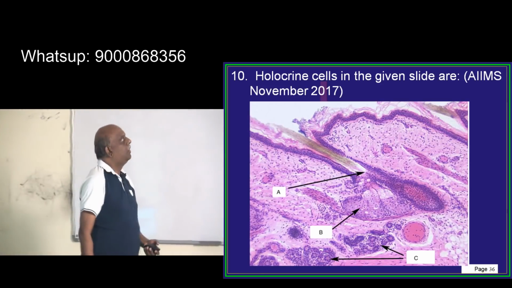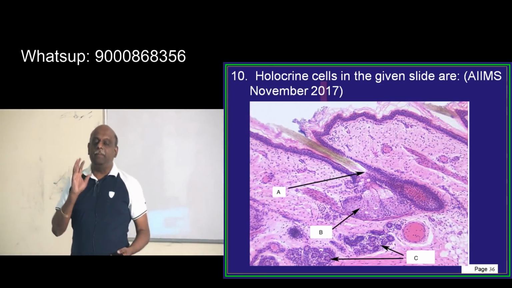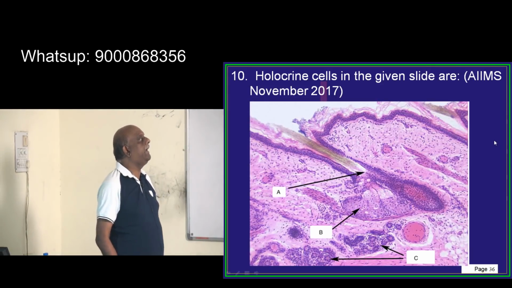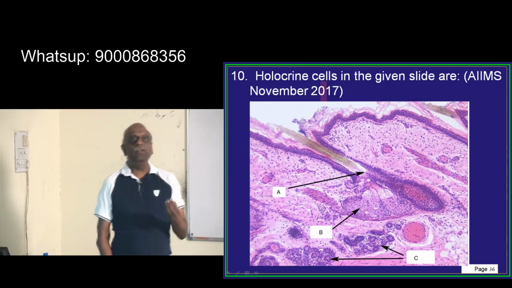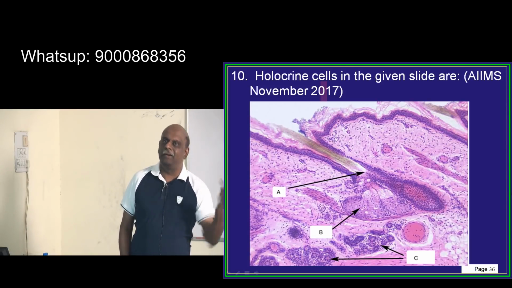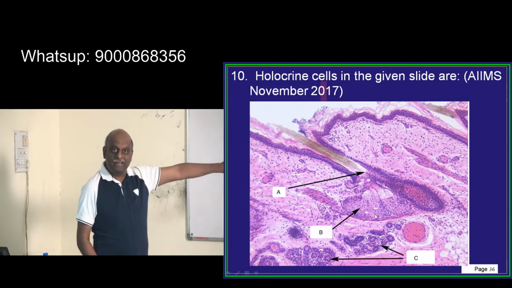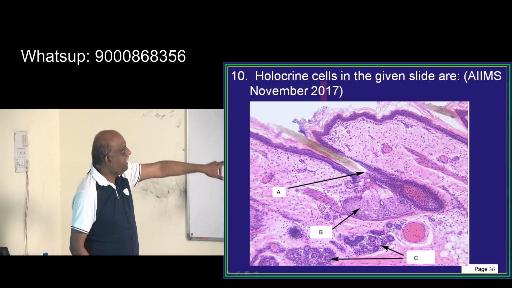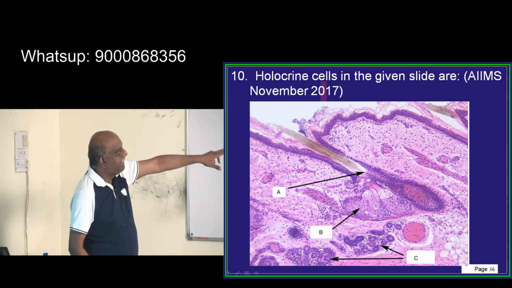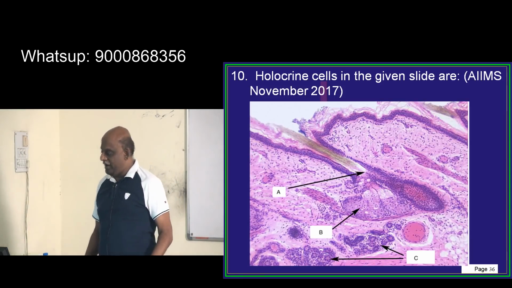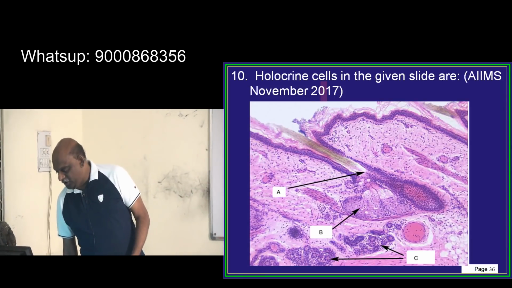Now, holocrine type of cells. Which one among these is a holocrine type of cell? First of all, you must know what is paracrine, merocrine, holocrine kind of a gland. Holocrine kind of a gland is a sebaceous gland basically. So here what you can see is a hair follicle and a sebaceous gland here. This is the sweat gland. It is the sebaceous gland which is considered to be the holocrine gland. Once more, a situational memory that you should be able to remember.